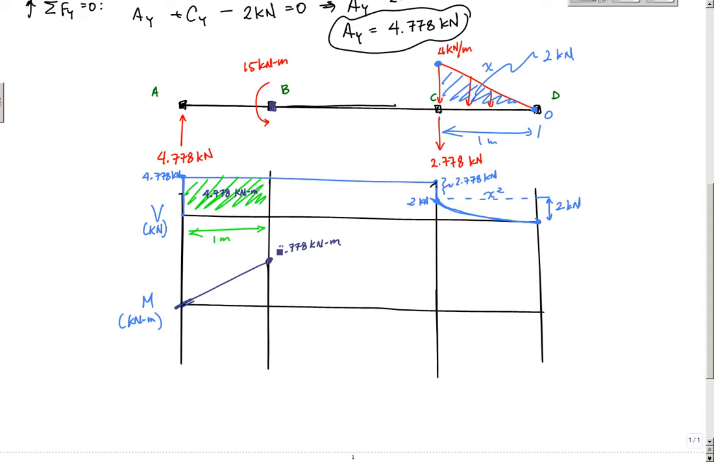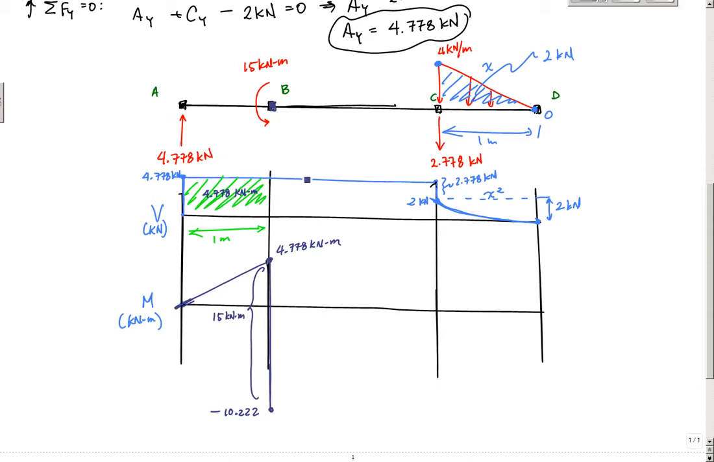Okay, so here I'm going to go down 15 kilonewton meters, which will take me down to negative 10.22 kilonewton meters. So I'm going to jump all the way down over here, and this value right here is negative 10.222. And this delta M is my concentrated moment of 15 kilonewton meters. That's my delta M.